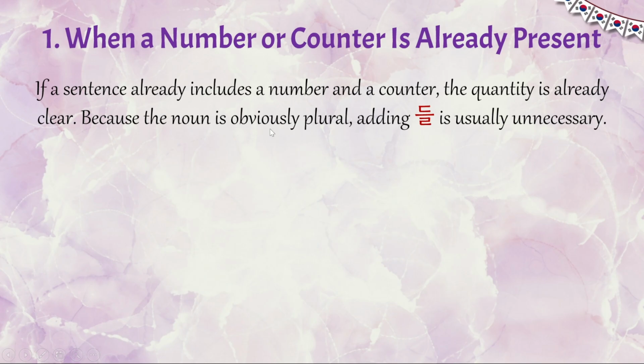If a sentence already includes a number or a counter, the quantity is already clear because of that, and therefore the noun is obviously plural, so adding 들 is usually unnecessary. It is not required to add 들 to a noun which is already plural, because the plurality is indicated with the help of a number or a counter in the sentence. I'll share with you some example sentences to understand how it works.